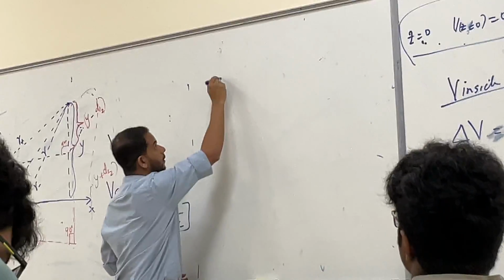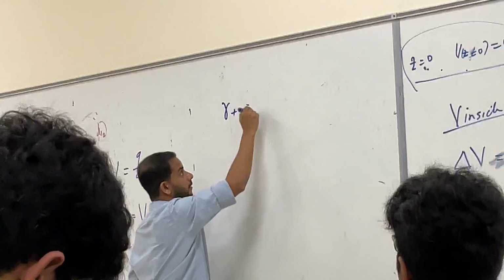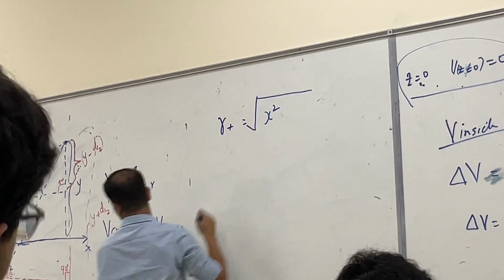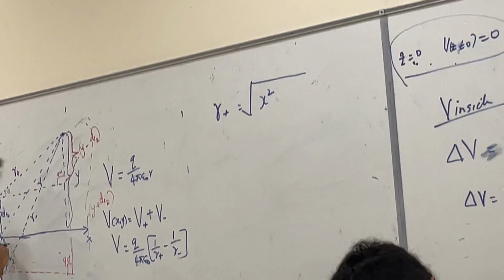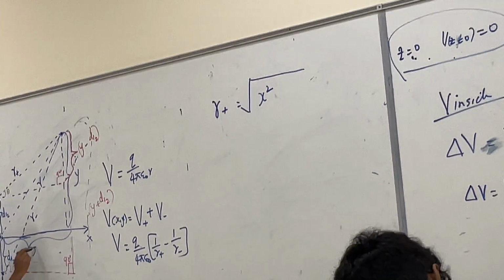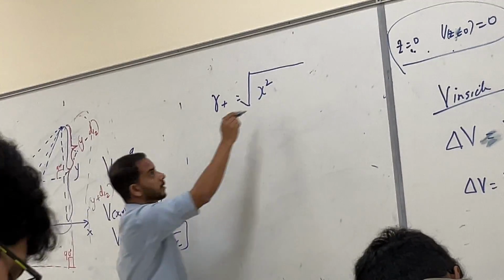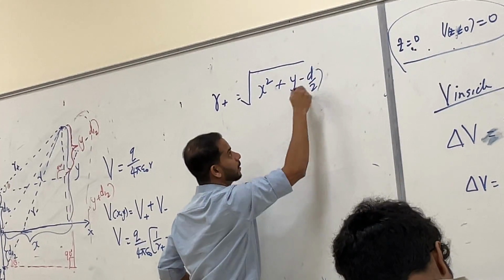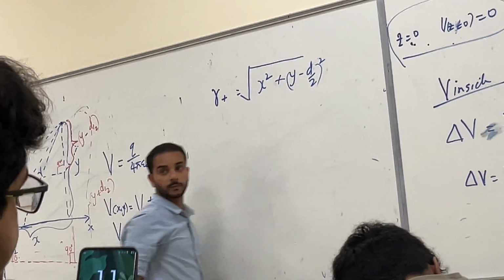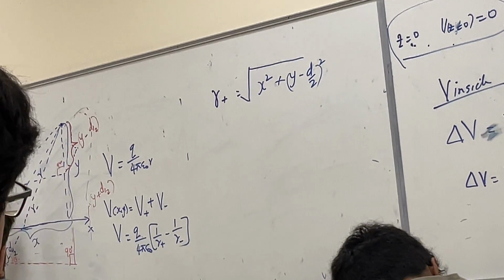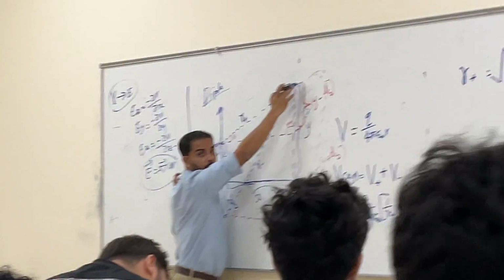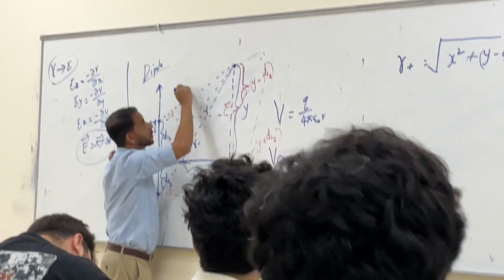So R plus can be written as the square root of x squared. Let's assume that this is on the x-axis, for example; I'll be giving all these quantities. x squared plus what is my y? y minus d by 2 squared. Can I write this R plus as this point, this squared plus this squared, square root, right?